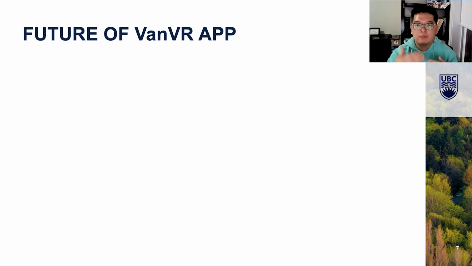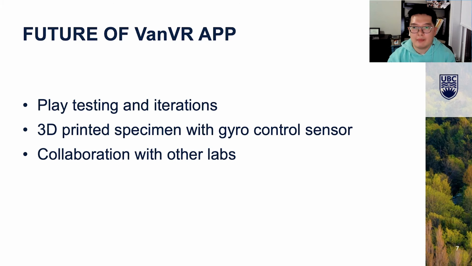This is the future of the VanVR app. From now, we will do more play testing with actual UBC medical students, and we will keep iterating on this project. We are also thinking about 3D printing the actual specimen and putting a gyro control sensor in it. As with the mobile gyro control, what if they are holding a 3D printed specimen and rotating it? This might help UBC remote sites and remote communities with medical study. This semester, we are also trying to collaborate with other labs in UBC, and outside of Canada as well as inside Canada.